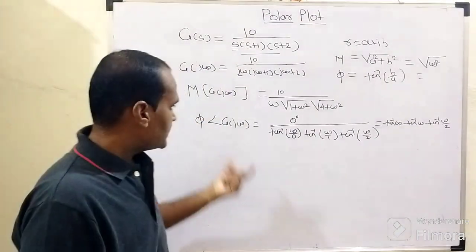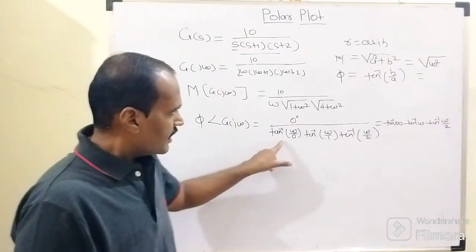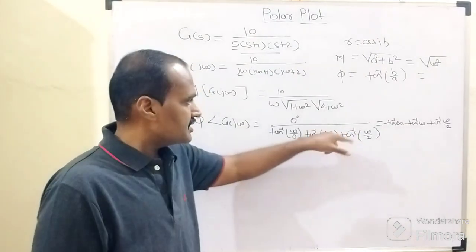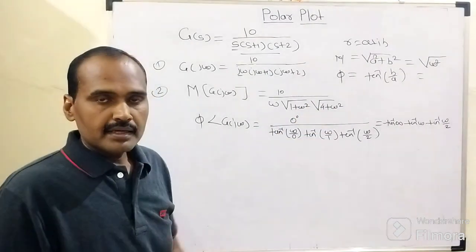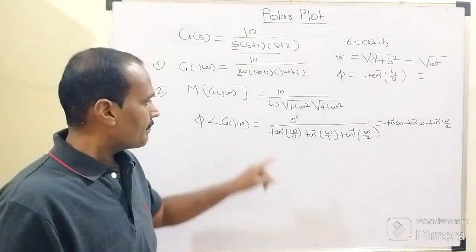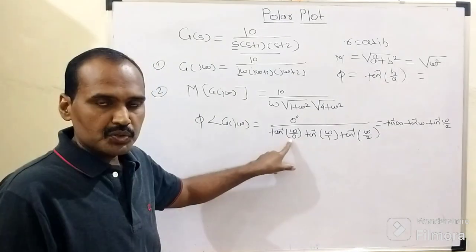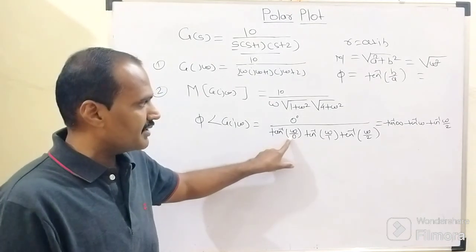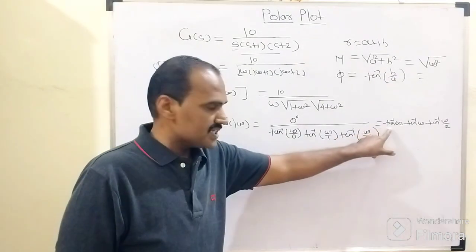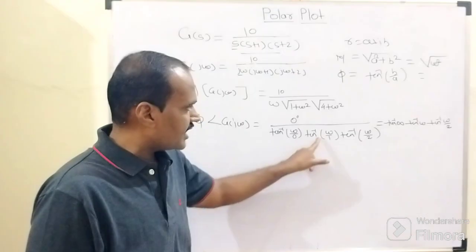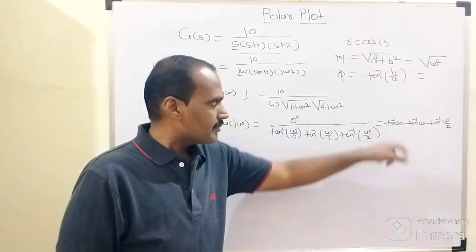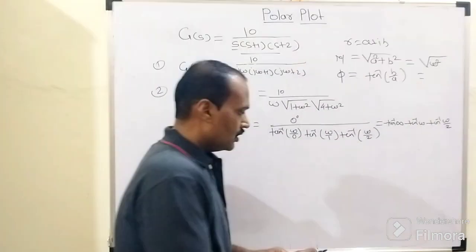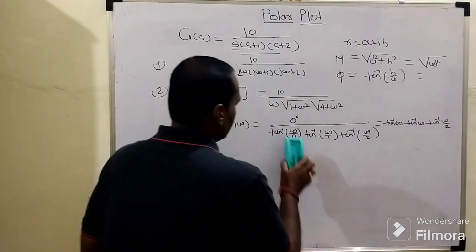So friends, the phase angle statement will become what? As these 3 terms are being shifted to the numerator, it will become tan inverse of omega by 0. Something divided by 0, obviously it will become infinity. So it will become minus tan inverse of infinity, minus tan inverse of omega, and minus tan inverse of omega by 2. So our phase angle will become what? Here I will write.